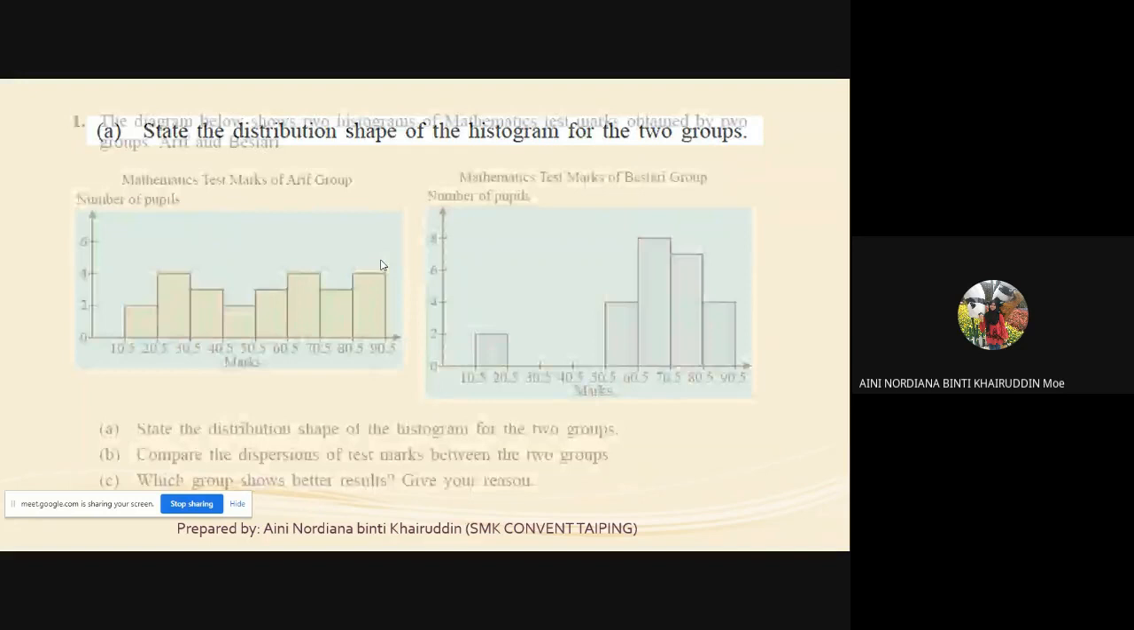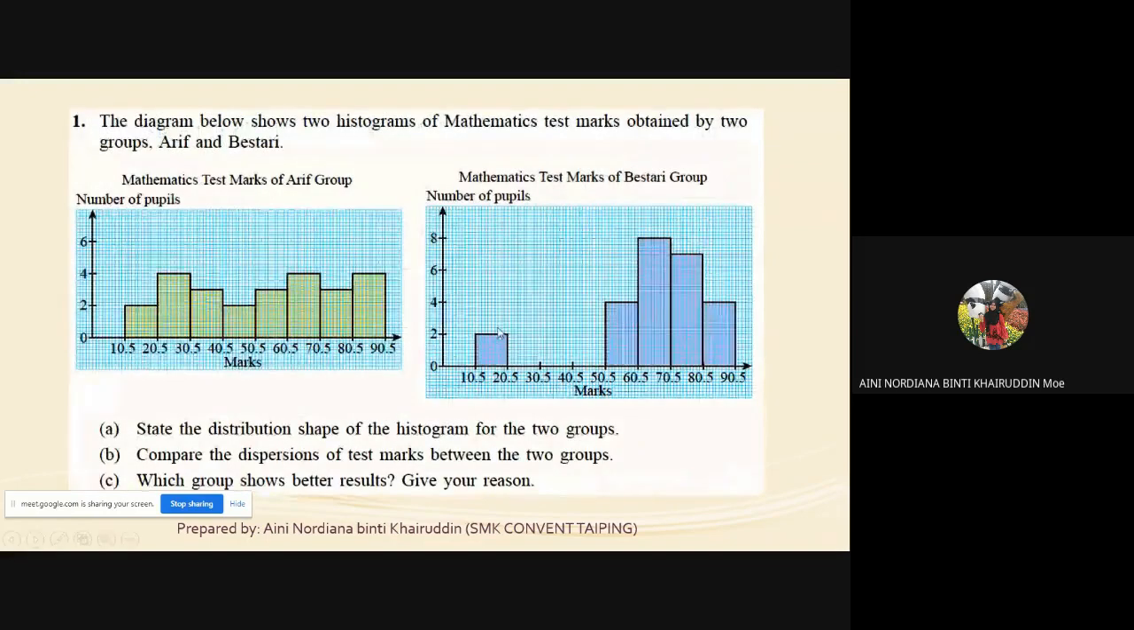Kalau tengok kat mana extreme values dia, kat sini. Ini dipanggil extreme values. Maksudnya dalam Bestari group ni ada pelajarnya okey, tapi ada yang lemah lah. Ada dua orang kat sini yang lemah. Markah dia sikit je. Kalau tengok yang lain tu markah 50 and above.